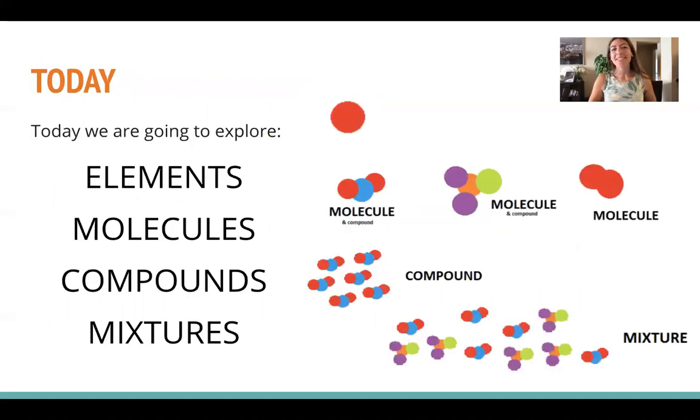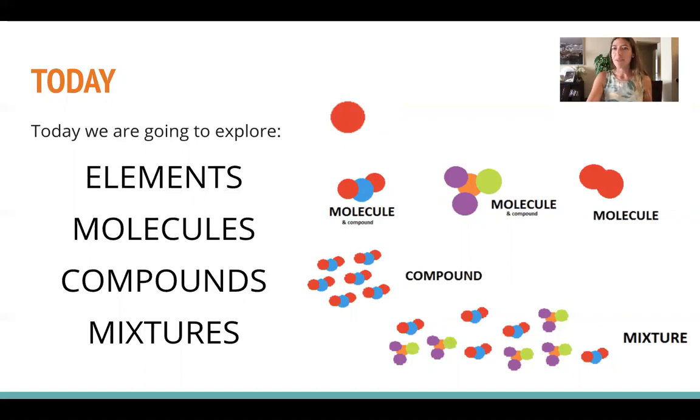So what are we doing today? Today we are going to explore elements, molecules, compounds, and mixtures. We are going to be mainly focused on the molecular structure of these, and we want to see how they're different from one another and get a better understanding of what they're composed of and how to recognize them. So we're going to begin with elements.